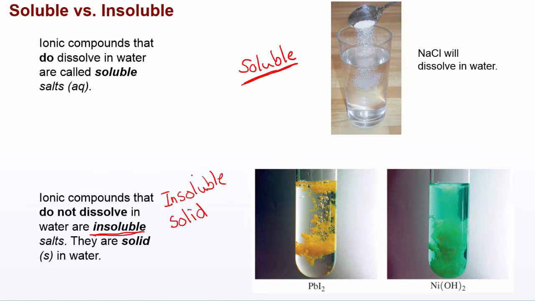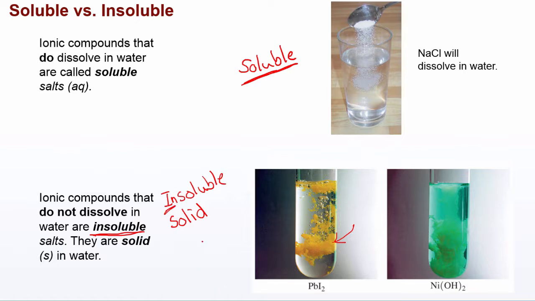So here we've got a picture of two test tubes that have salts that are solid in water. They're actually not dissolved in the water. So we've got lead 2 iodide here, and then we've got nickel hydroxide, or nickel 2 hydroxide here. So you can see they've both got that cloudy structure. That is actually the salt, and it's a solid. So it's insoluble in water.